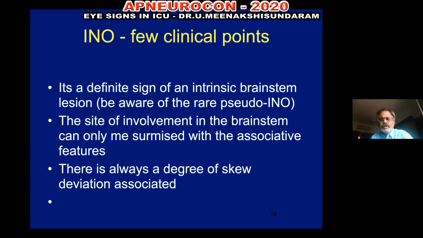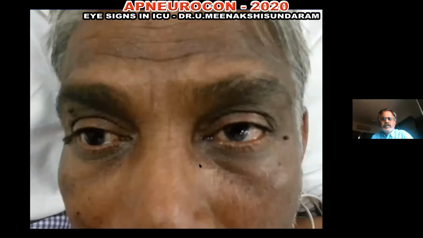The site of involvement in the brainstem can only be surmised with the associative features, much like how we talked about Horner's syndrome. The INO and Horner's are signs of intrinsic brainstem lesion, but they can't really localize within the brainstem. You'll have to depend on other signs. And there is always a degree of skew deviation associated with INO because INO not only connects the ocular motor nuclei, but also the vestibular pathway. So there will always be some skew deviation. Let's see this patient.